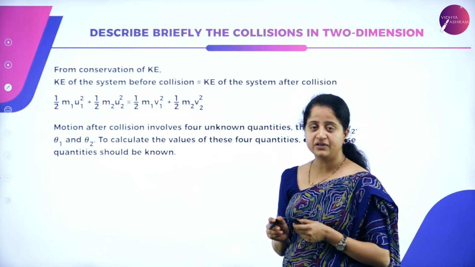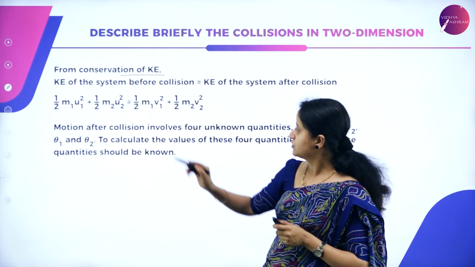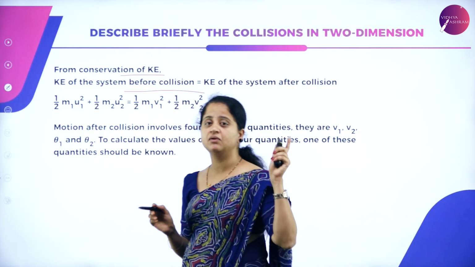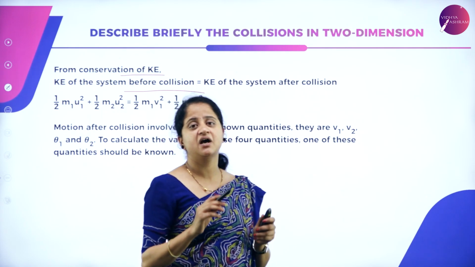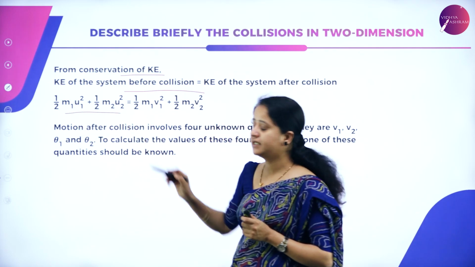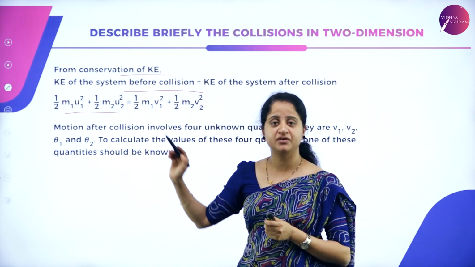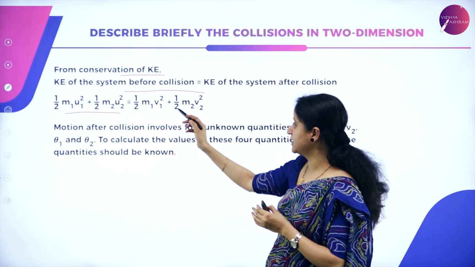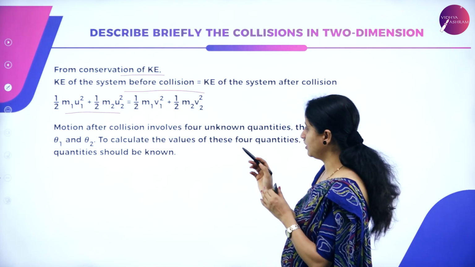So that is about the law of conservation of momentum, and here we are considering the law of conservation of energy. From conservation of kinetic energy, we know that the kinetic energy of the system before collision is equal to the kinetic energy of the system after collision. The general expression for kinetic energy is half mv square, where m is the mass and v is the velocity. So before collision, the kinetic energy of the system for both bodies is half m1 u1 square plus half m2 u2 square, which is equal to the kinetic energy of the system after collision, that is half m1 v1 square plus half m2 v2 square, since after collision the velocities of the bodies are v1 and v2 respectively.